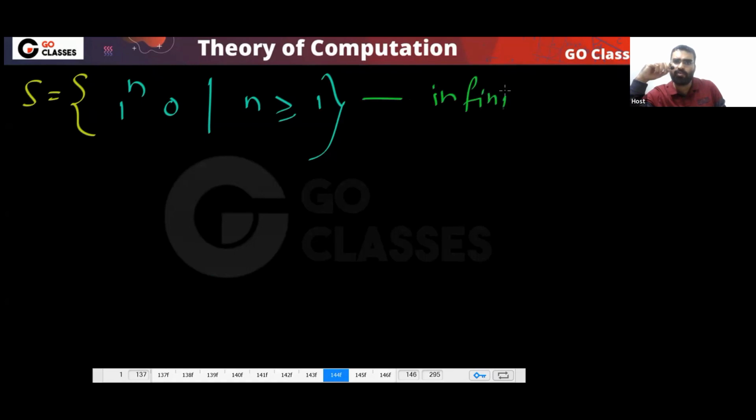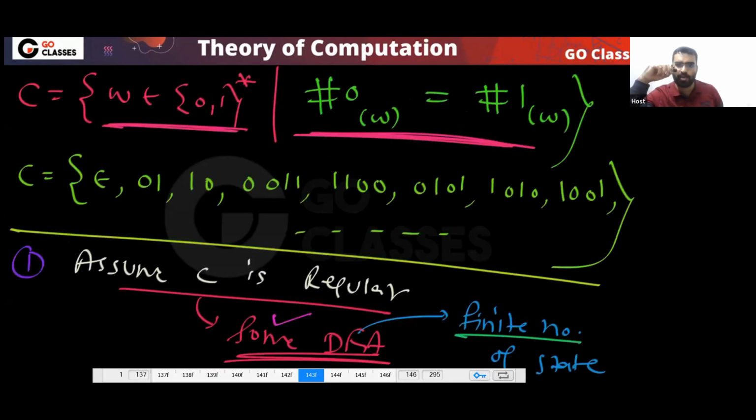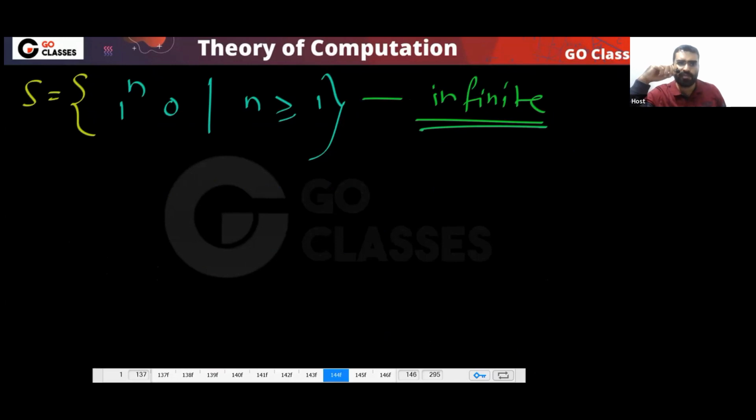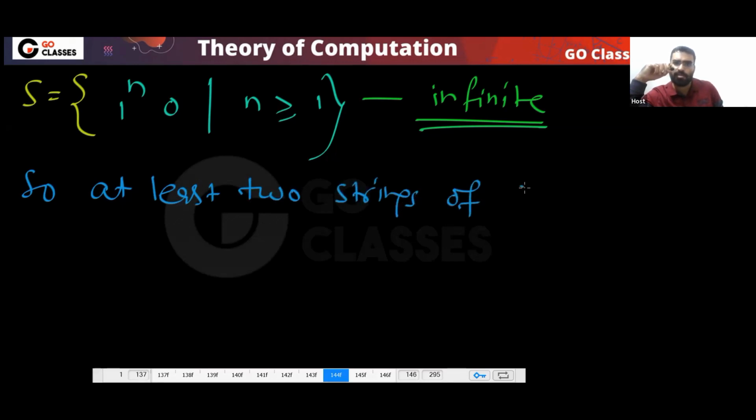So can you guarantee at least 2 of them will go to the same state? Yes, at least 2 of them will go to the same state, because this is an infinite set and your DFA has a finite number of states. So at least 2 strings of S will go to the same state.